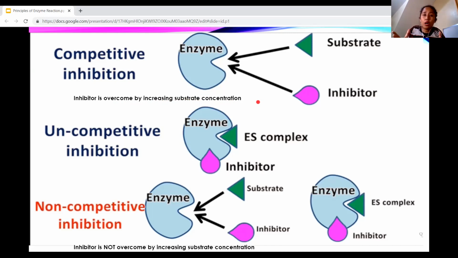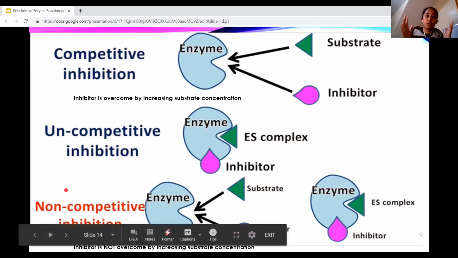So, to troubleshoot that or to prevent inhibitors, class, just flood it: increase the concentration of the substrate. That's the troubleshooting or solution if there are competitive inhibitors. Next, we have, let's stay here first, non-competitive inhibitors.